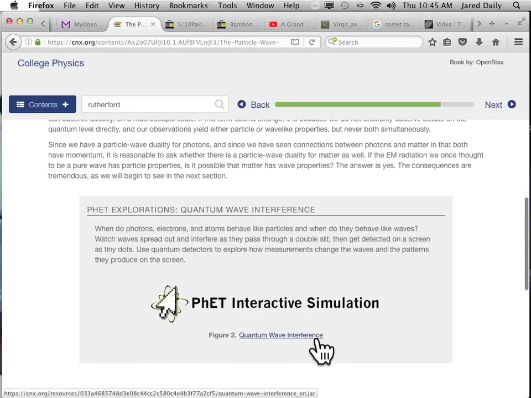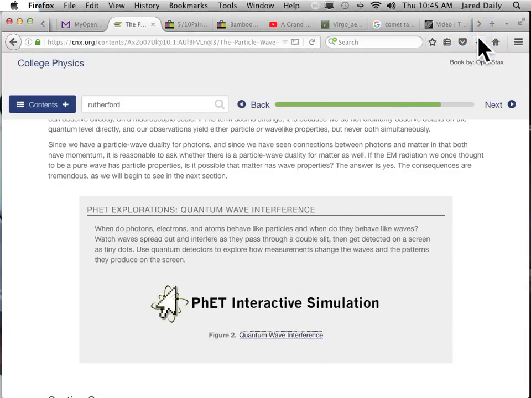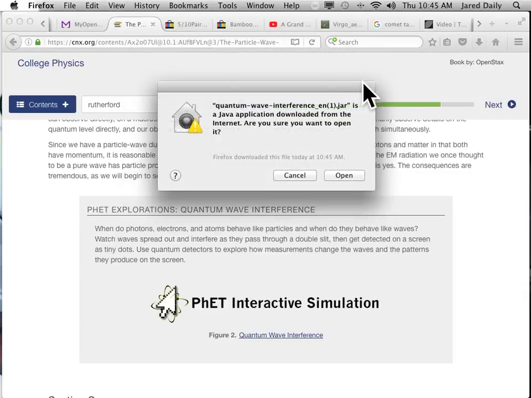Let's see what this one does. I'm so glad these are all working now. They weren't working before.